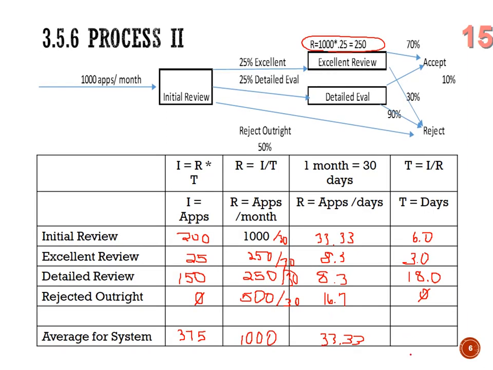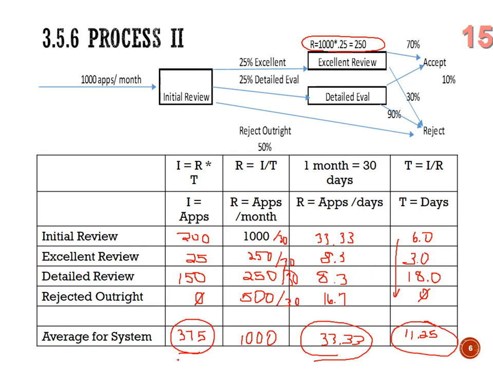Here's what I think is easier, okay? I can't sum these up, because that doesn't work, because not every application goes through every step. But what I can do is use Little's Law and use, if I have the inventory and the throughput for the entire system, right? If somebody could take a calculator and take 375 and divide it by 33.33. 11.25. Amazing. 11.25, right?